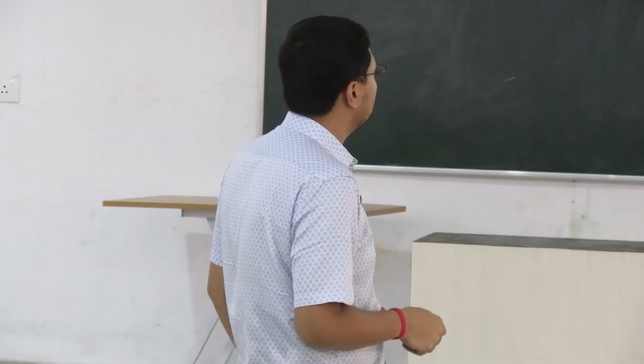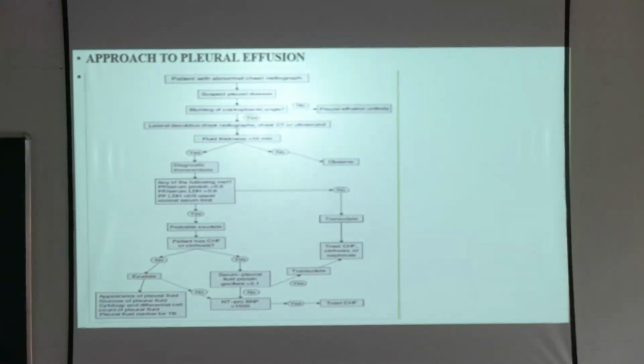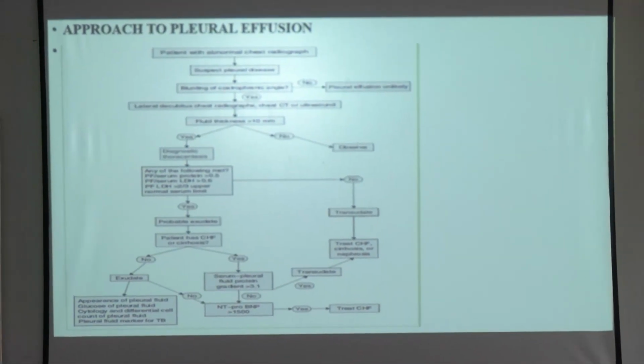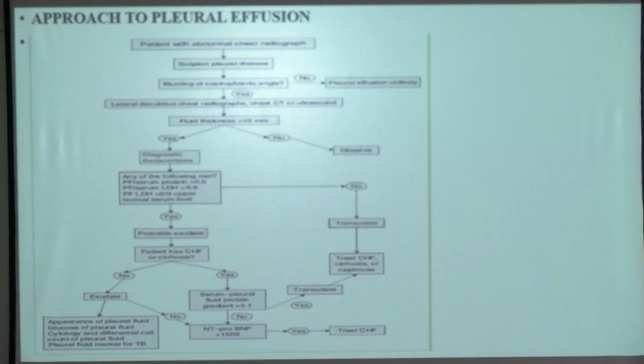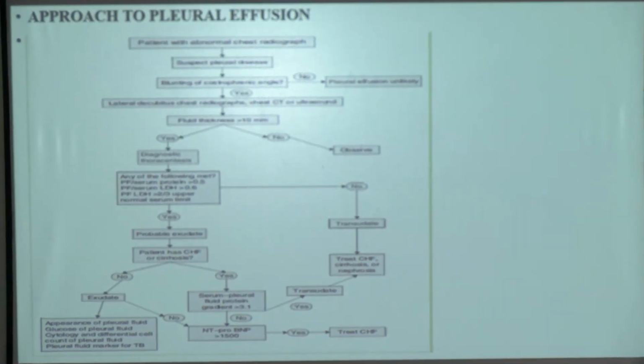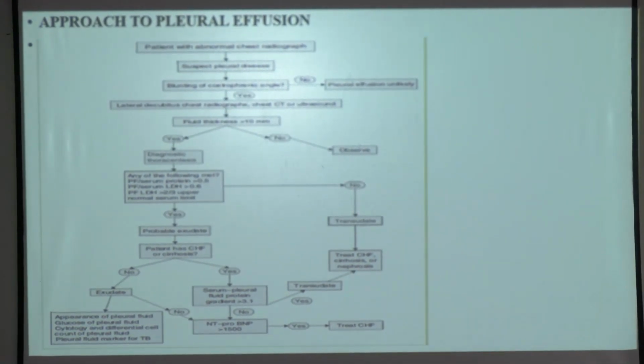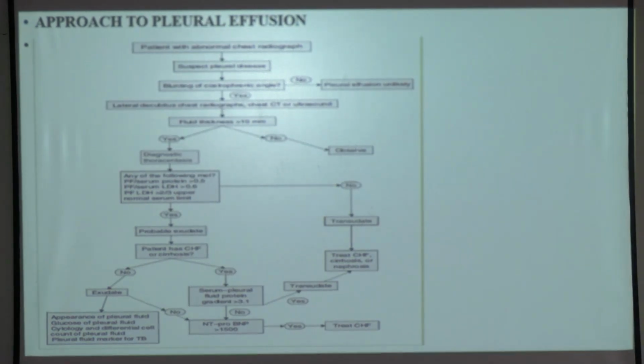So this is the approach to a pleural effusion patient. Patient with abnormal chest X-ray and blunting of CP angle. If the fluid thickness is more than 10 millimeter, then you have to aspirate it. Then, as I have already mentioned, in the proper diagram, from LDH, protein, and this criteria, Light's criteria, you determine if this is exudative or transudative.